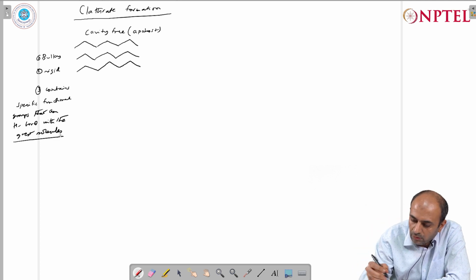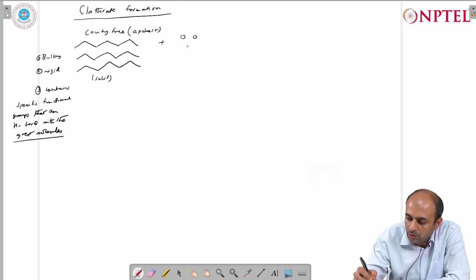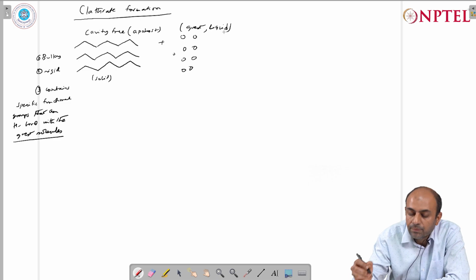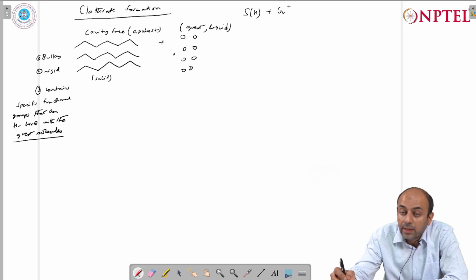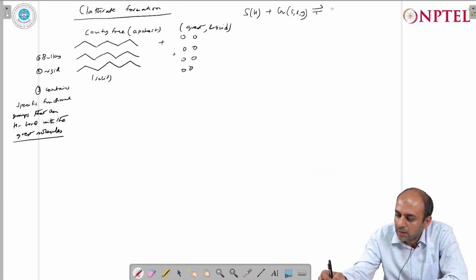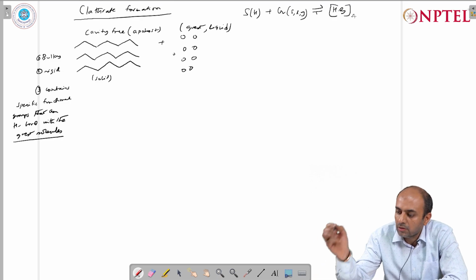And now this is a solid, and we now add the guest molecules. We are considering the guest molecules to be liquid. Needless to say, you can always have a solid host plus a guest, which is a solid, liquid or gas, which is in equilibrium with the host guest complex, and the resulting host guest complex is a solid.